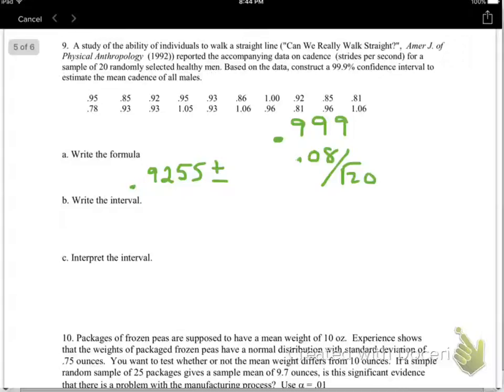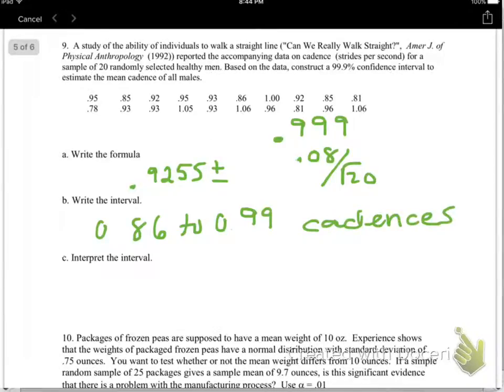Okay, to find my t-star, my interval is 0.86 to 0.995, which is essentially 1. And my units is cadence? Really? Cadences?